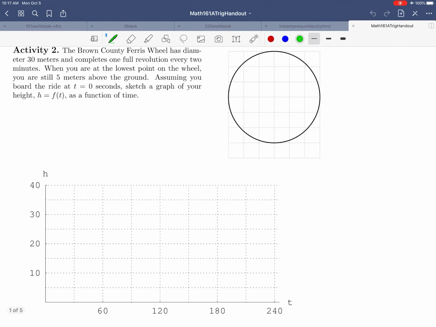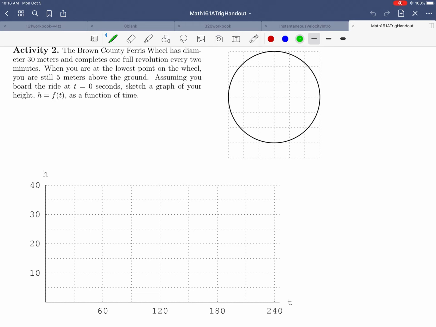we are riding around a particular Ferris wheel, and in our case, in activity 2 here, we are going to imagine that we are riding the Brown County Ferris wheel that has a diameter of 30 meters and it completes one full revolution every 2 minutes. How high above the ground are we as we are first entering the Ferris wheel, going around it once, going around it twice? We have a little bit additional information about this Ferris wheel.